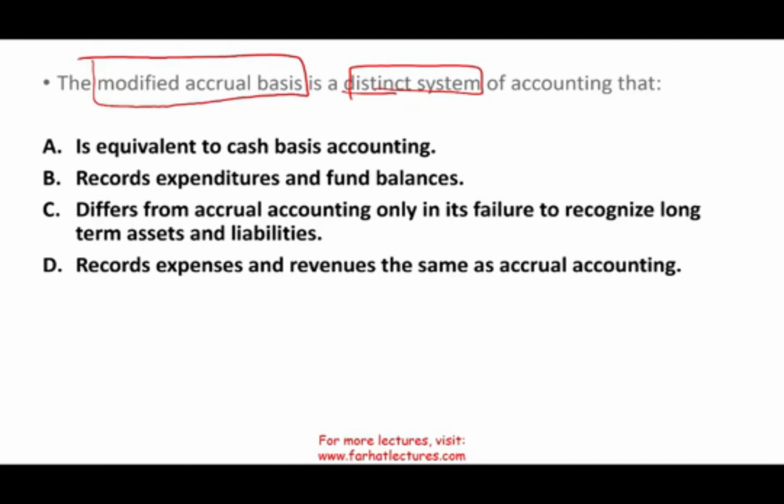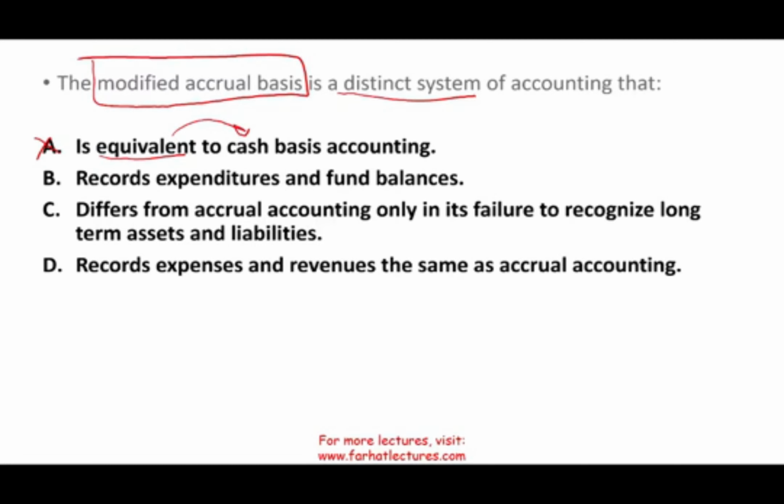First of all, it says in the question itself that it's a distinct system. Well, A, is it equivalent to cash basis? If it were equivalent to cash basis, we would have just called it cash basis. Why would we call it modified accrual? Therefore, A is out. It's not cash basis.